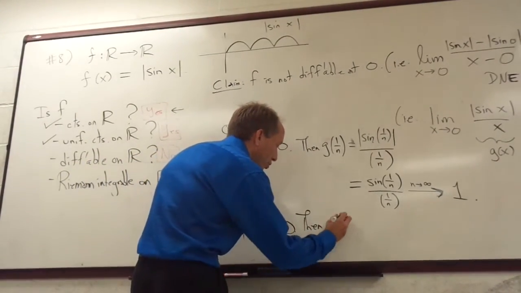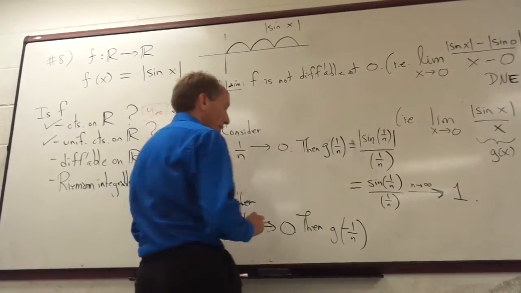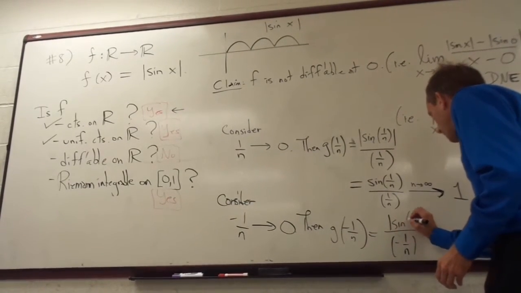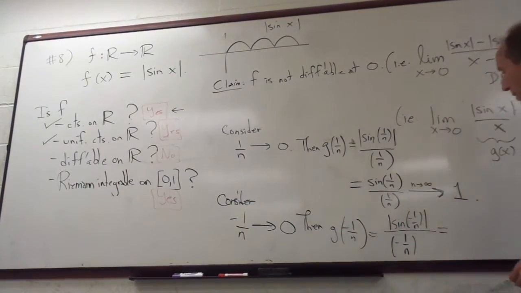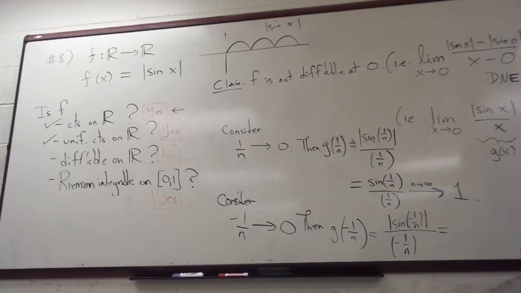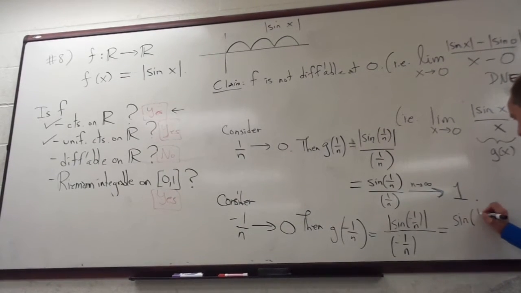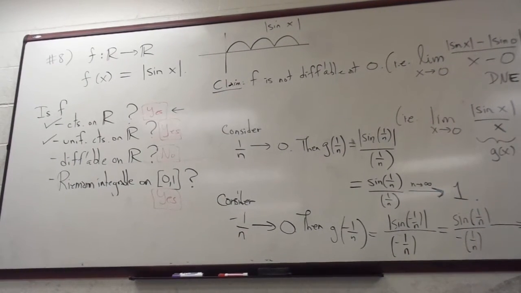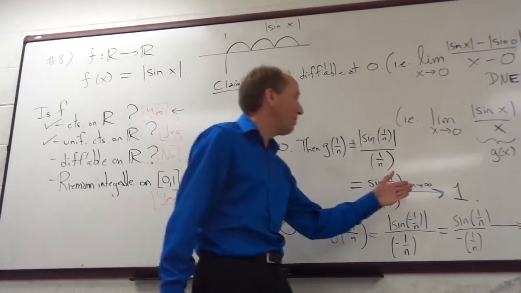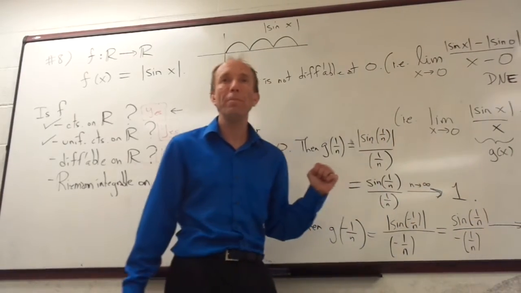But then if we look at g of -1/n, we're going to get a fraction again, -1/n on the bottom, an absolute value of sine of -1/n on top. Of course, this minus sign comes out, but then the absolute value makes it vanish, right? So this is really the same as sine of 1/n over negative of 1/n. And what is that going to converge to as n gets large? -1. And now you have your problem. Now you have your contradiction, right? Because L cannot be both 1 and -1 at the same time.